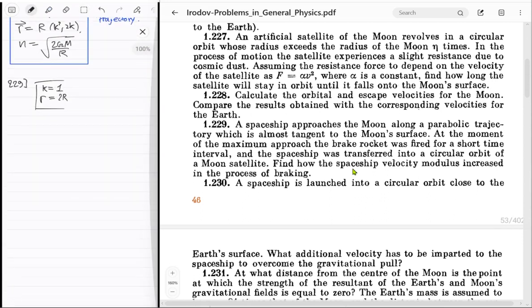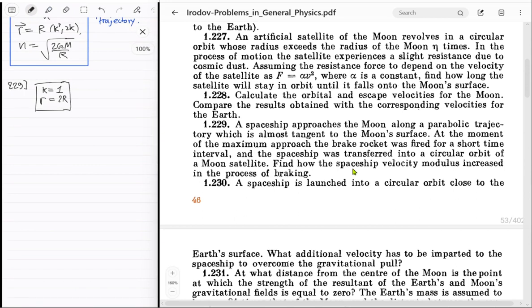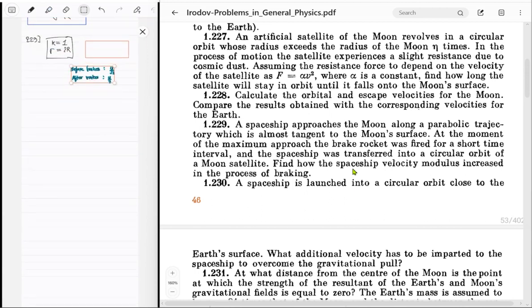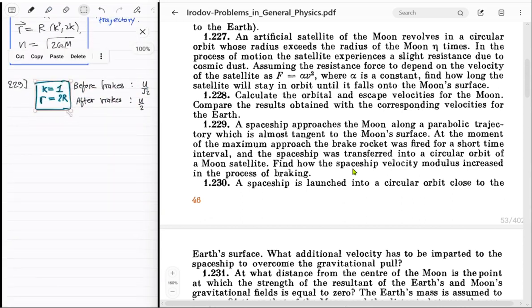Okay, so k is equal to 1, small r is equal to 2r, whatever. And before breaks, this was the velocity modulus. After breaks, this is the velocity modulus. So there we go, this is our answer. Okay, minimize this.